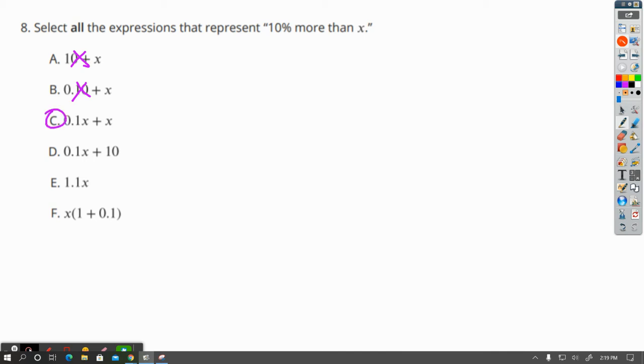That's the same thing we did when we added 40% more. Adding a tenth of x plus 10 does not work because x is not 10. 1.1x does work, and x times 1 plus 1/10 also works. Because those are all equivalent expressions, they're just rewritten in a different way.